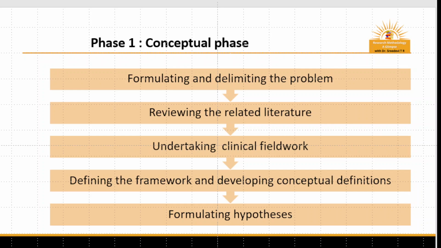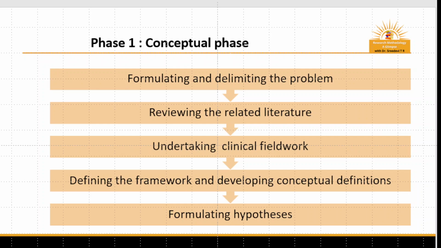Then, after formulating the problem, delimiting the problem, again, the researcher has to work on this problem so that good clarity is achieved with regard to the problem, and delimit the problem. That is, decide what to include and what to exclude in the study. Narrowing the topic to make it more manageable and relevant.